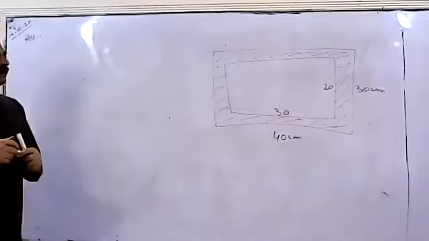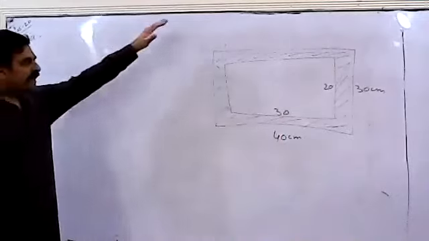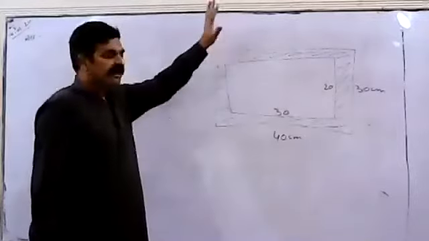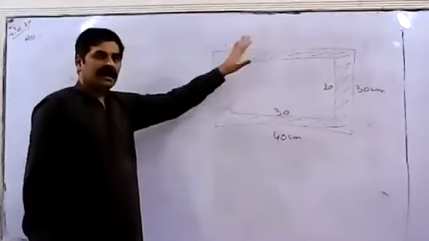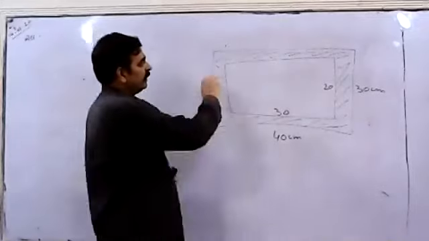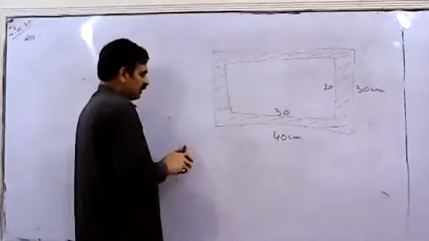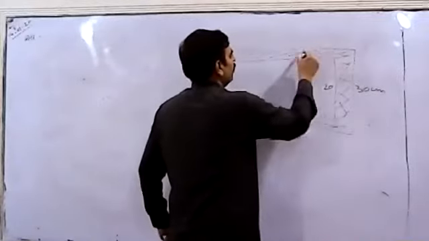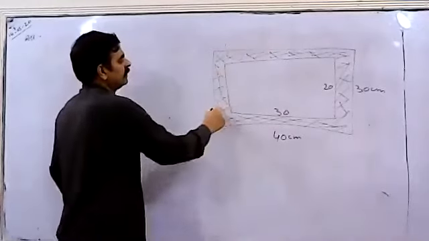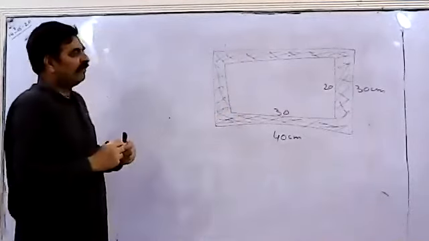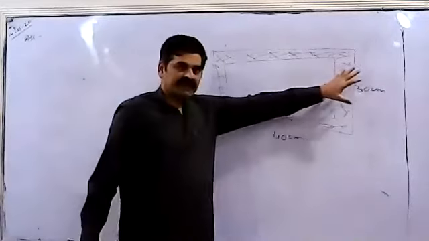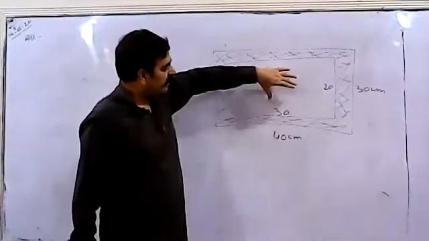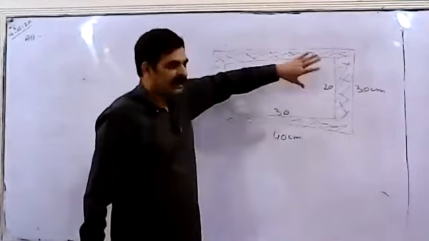Students, I have drawn a diagram on the board: a big rectangle with a small rectangle inside it. These are two rectangles. Actually, we will find the area of the shaded part. If simple area of the shaded part is required, we will find the area of the big rectangle, 40 multiplied by 30, minus the area of the small rectangle inside the big rectangle, 30 multiplied by 20.